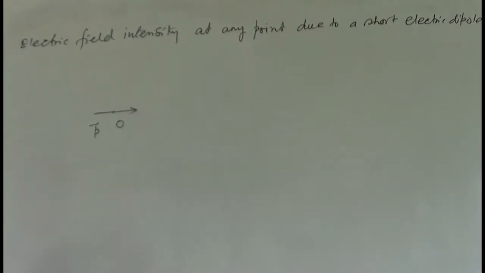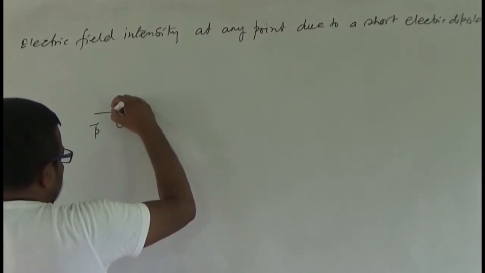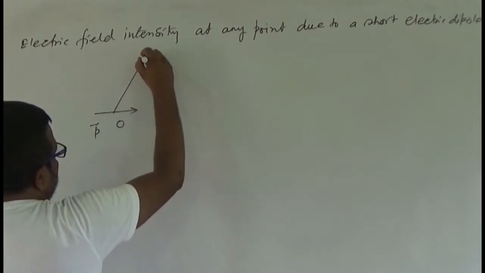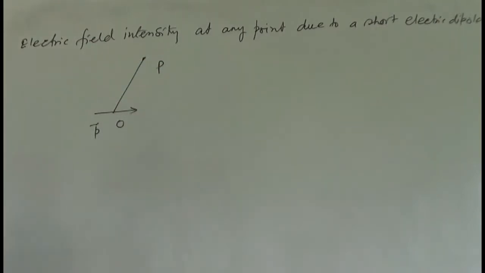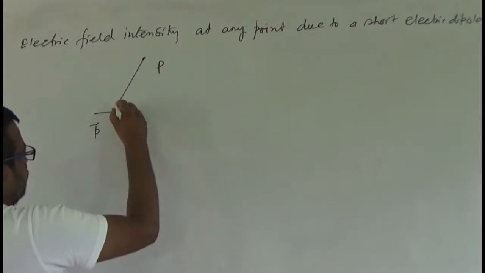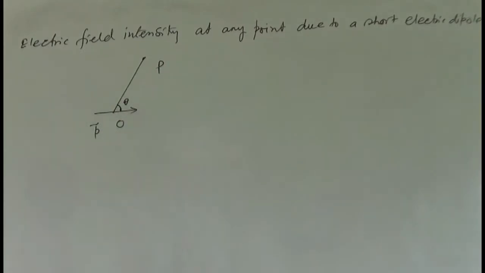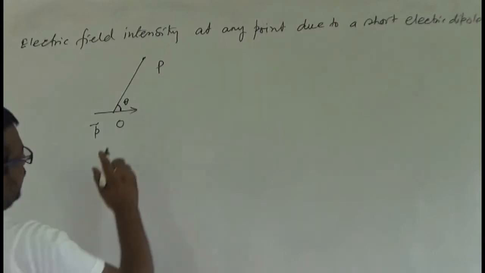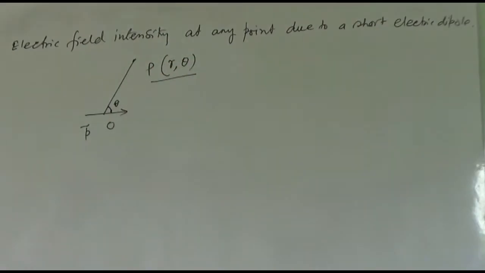We have to calculate the electric field at a distance r from the dipole, that is, from the center of the dipole, and making an angle theta with the dipole, that is, with the direction of the dipole moment. Clear? Then you can say the coordinates of this point are r comma theta.